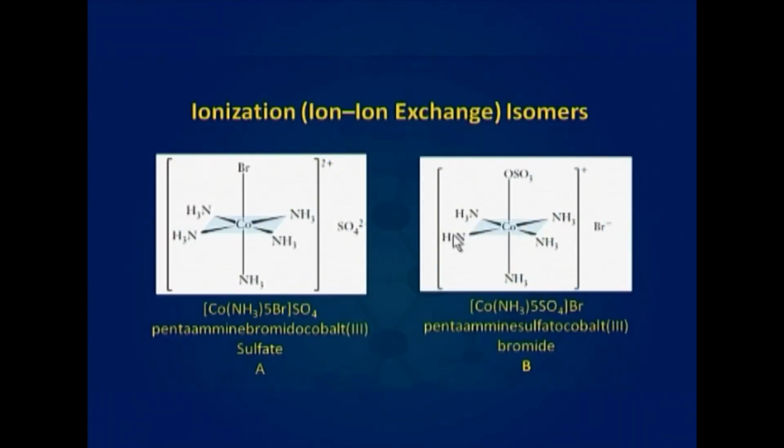Here you can see the structures of two ionization isomers, that is pentaamminebromidocobalt(III) sulfate and pentaamminesulfatocobalt(III) bromide. Equimolar solutions of A and B also have different electrical conductivities. The solution A conducts electric current better because its ions have +2 and -2 charges rather than +1 and -1 charges in the solution of B.